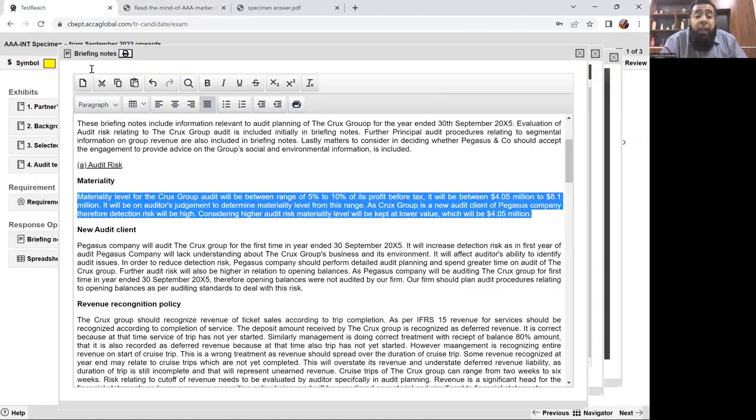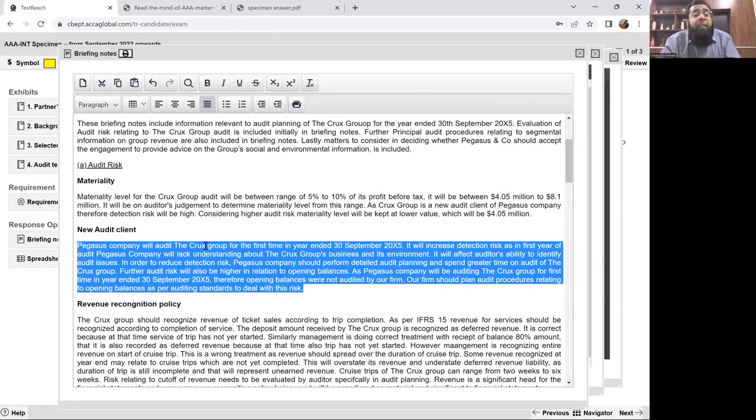Okay. Now, if you look at the risk which we developed: Pegasus company will audit the Crux Group for the first time in the year ended 30th September 2000. It will increase detection risk, as in the first year of audit, Pegasus company will lack understanding about the Crux Group business and environment. It will affect auditors' ability to identify audit issues. In order to reduce detection risk, Pegasus company should perform detailed audit planning and spend greater time on the audit of the Crux Group. So we explained it in detail. We also defined the response which should be given to the risk. Okay.